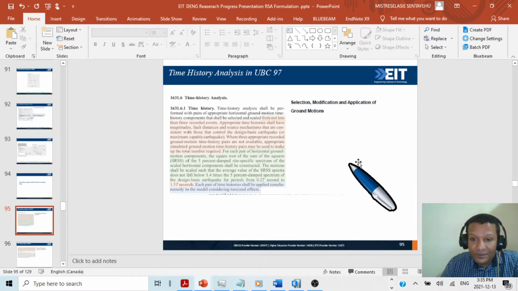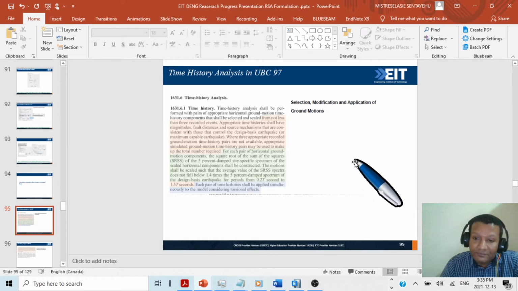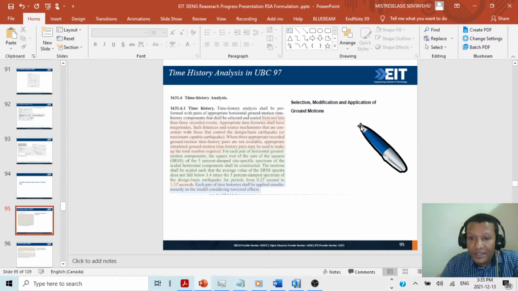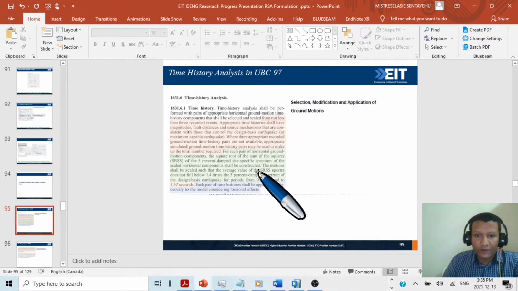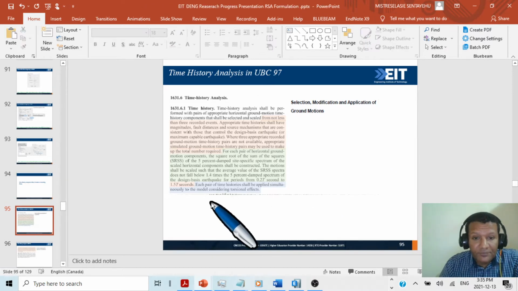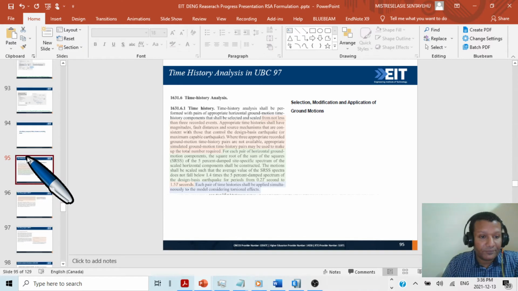If our design response spectrum is like this, the matching parameter is not allowed to be below the design response spectrum. 1.4 times the response spectrum is not allowed to be below it. It should be above. If it is below, then we have to scale it up, or we have to find another data. Each pair of the time history shall be applied simultaneously to the model, as I showed you earlier: UY, UX simultaneously applied to the building.